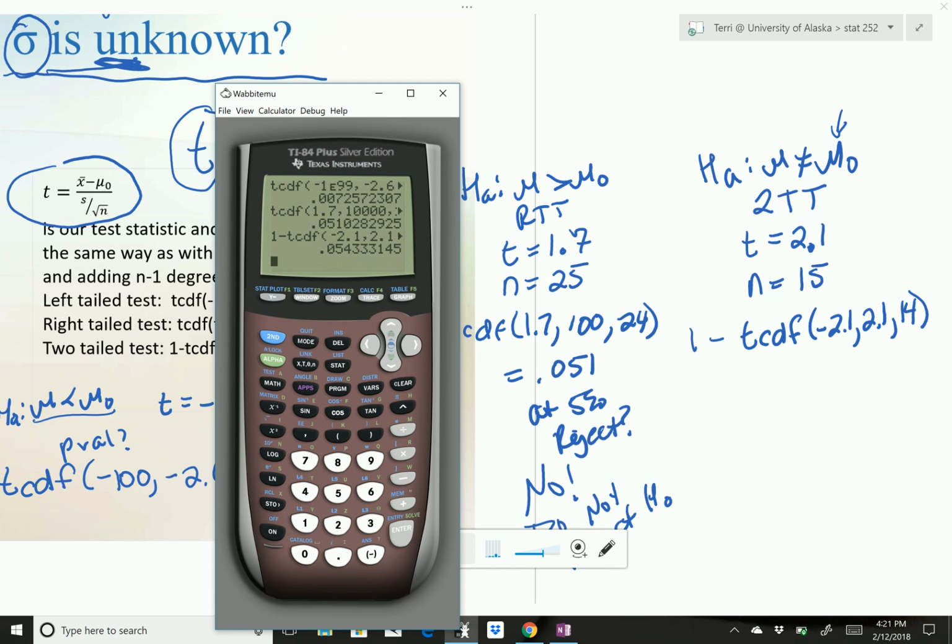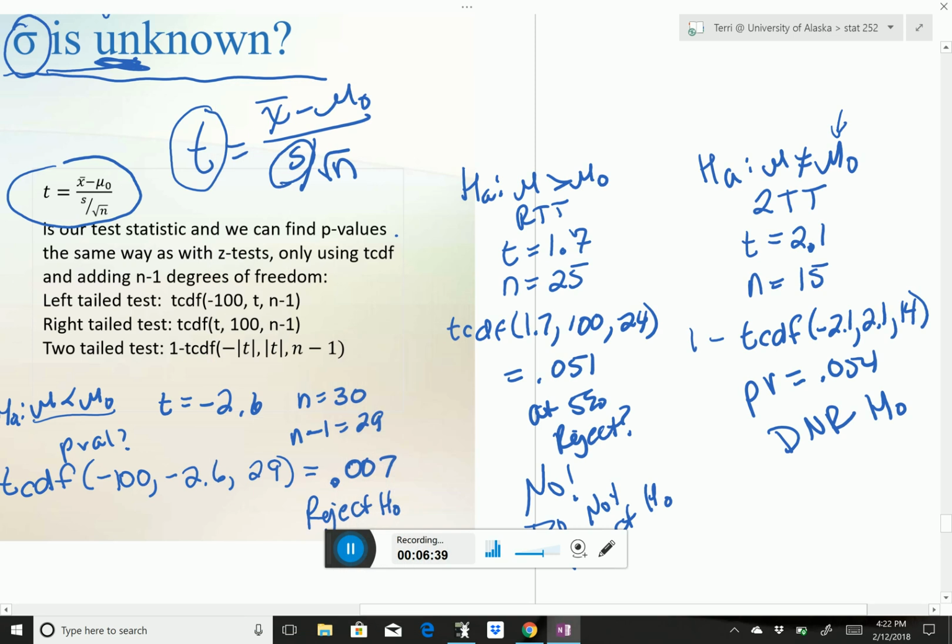And again, I'm close. So my p-value again, 0.054, do not reject the null. I do not have enough evidence. And you see why I say that. It is almost enough evidence, but I don't quite have enough evidence at the 5% significance level. And I almost said 10 because at the 10% significance level, I would have enough evidence. So it very much depends on how much you're willing to be wrong.